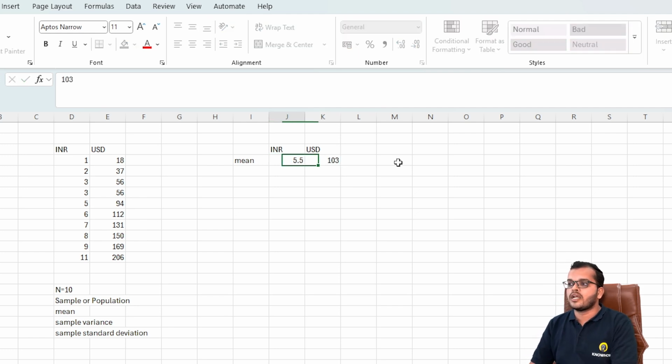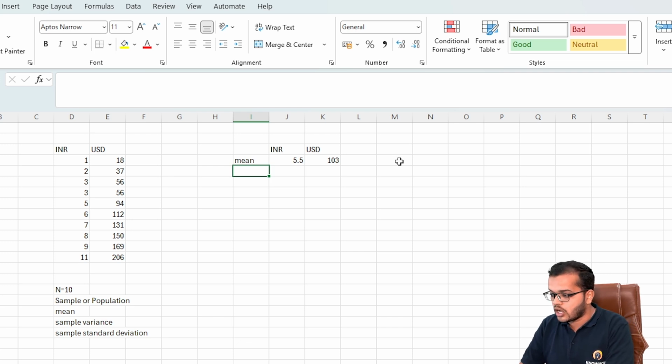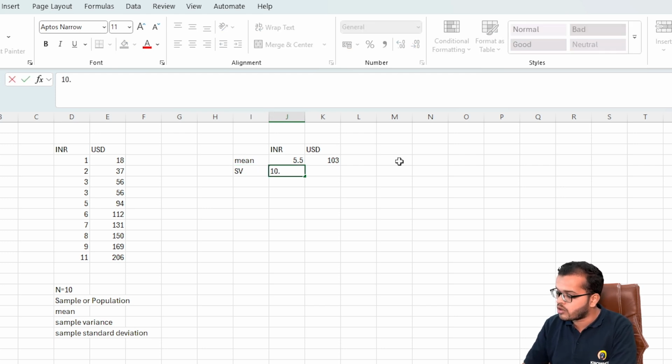Okay, so here I am considering it from the rupees perspective, and here I am considering it from the dollars perspective. Now we are done with the mean. If I would like to find the sample variance, let me write it as SV here. The sample variance I will take as 10.72 rupees square. I am just denoting it with a square.